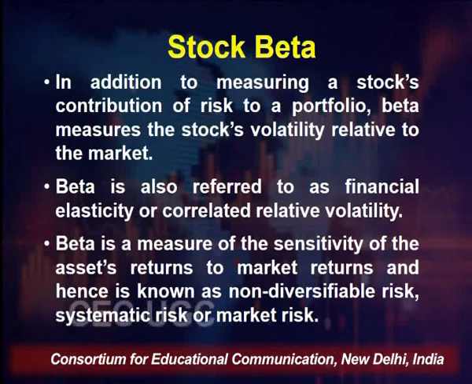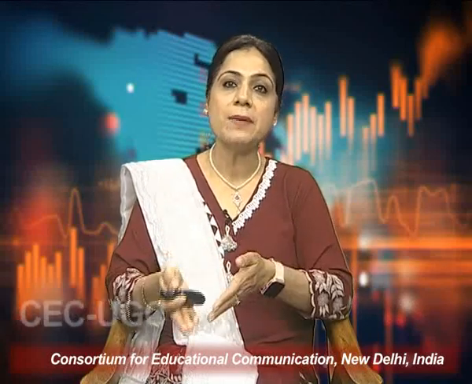Now, the stock beta, in addition to measuring your stock's contribution of risk to a portfolio, actually calculates the stock's volatility relative to the market. That is, how volatile is the stock? Is it moving up and down frequently, or is it kind of stable? Is there any sort of consolidation happening with respect to this particular stock? So, what is the pattern which the stock is following, whether it is rising or falling, in comparison to the market? So, through beta we are calculating how volatile this stock is.